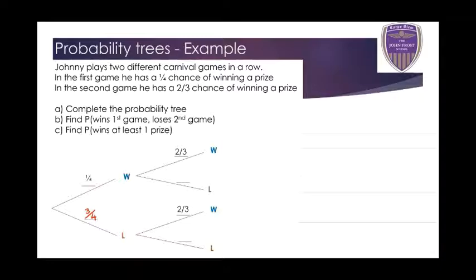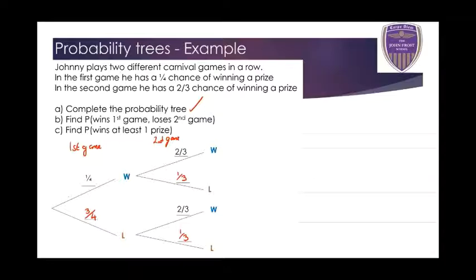And then for the second game now, so this was the first game, sorry. If we then look at the second game, we're told that he has a 2/3 chance of winning a prize. Therefore, if he's got a 2/3 chance of winning, that must mean he has a 1/3 chance of losing, because 2/3 plus a third equals 1. That means there has to be an outcome for this event, okay? So we've got 1 lose there, and then we also need to put a third down here for the other lose branch, okay? Cool. Probability tree completed.